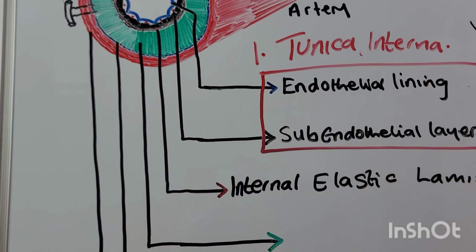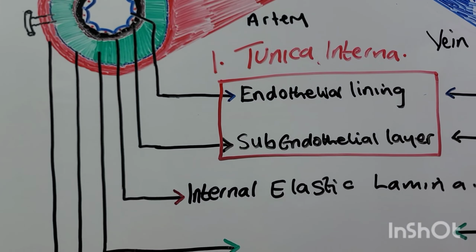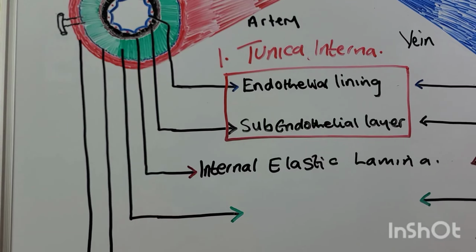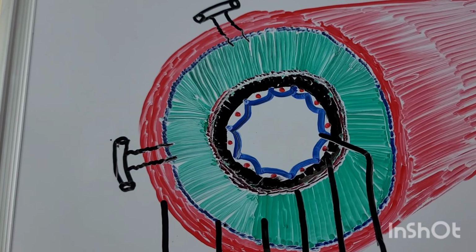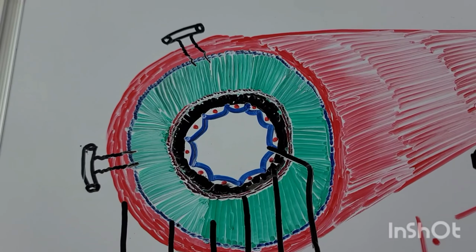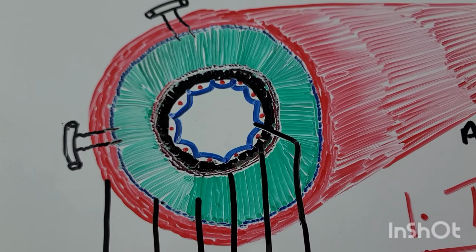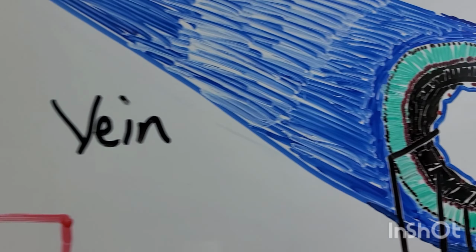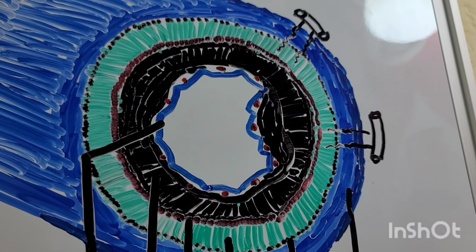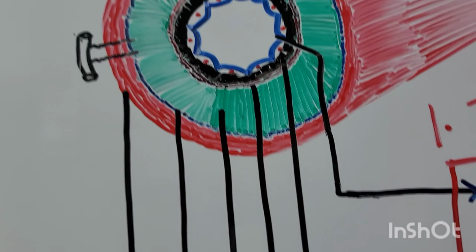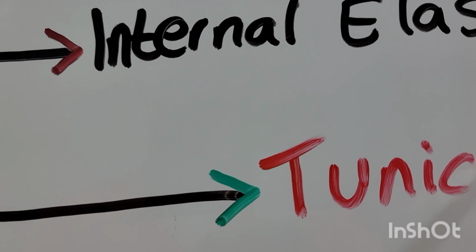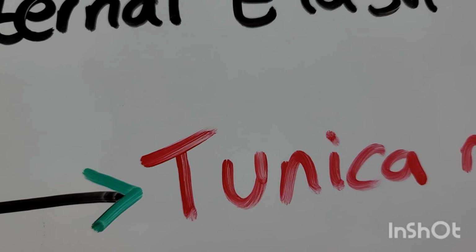Now, as you move out from the internal elastic lamina, you come to the muscle layer. You see this green, thick layer of the arteries. This is what we call the tunica media. The thickness of the tunica media in the arteries is a bit different from the veins. For the veins, it is thinner compared to the arteries. So this one here is the tunica media.